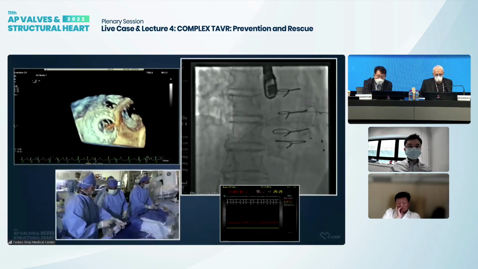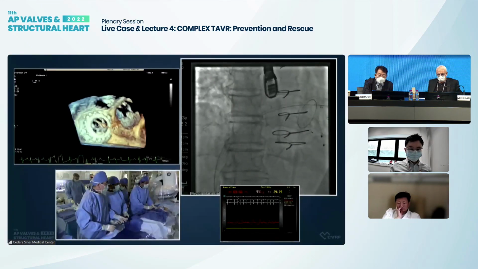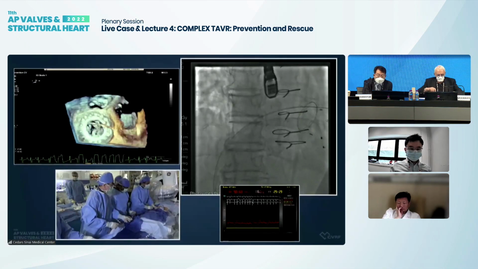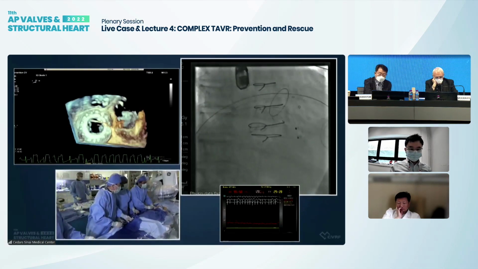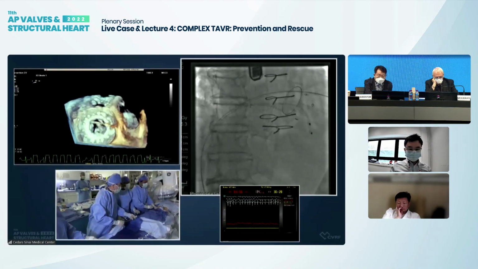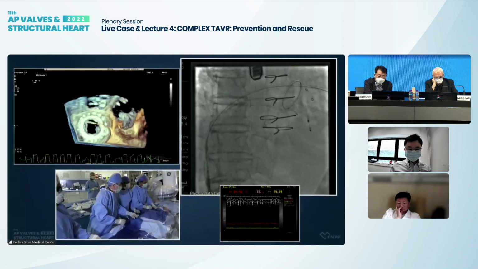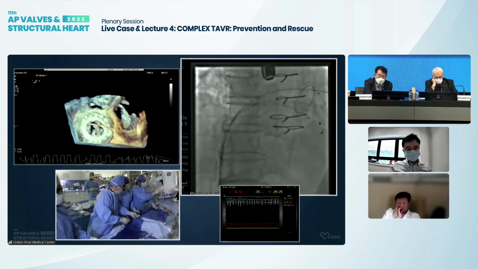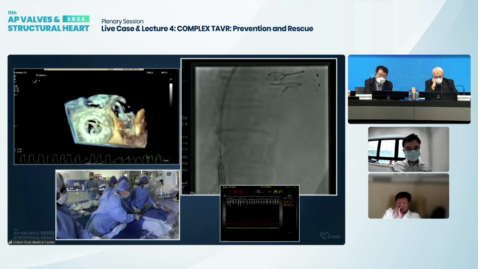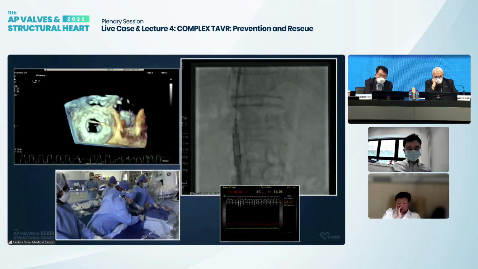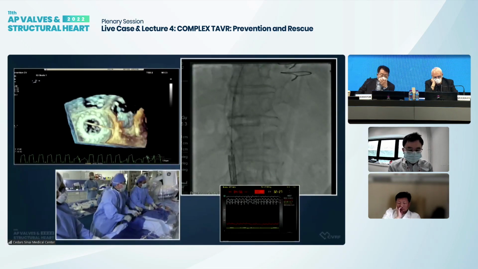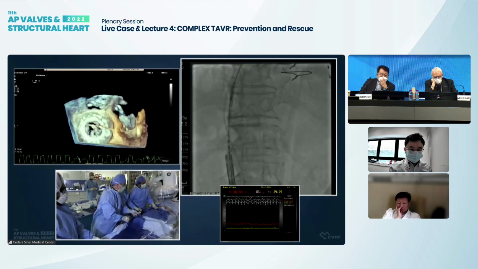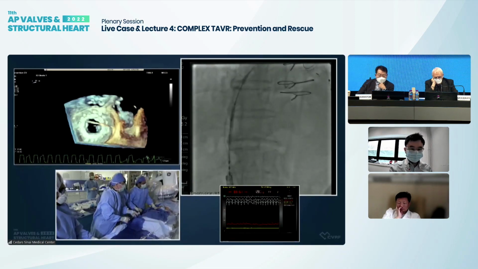Okay, so now we will advance this. The distance from the right atrial septum to the groin is much shorter. You can see here we don't want to go across the septum, and we are still in the sheath. So what we will do is withdraw the sheath back. So we will assemble.